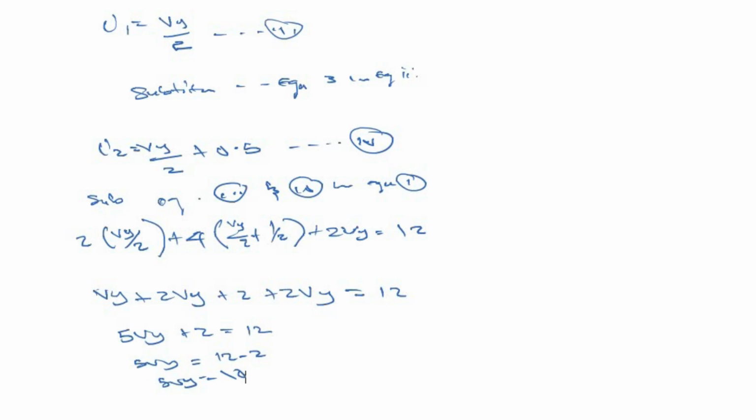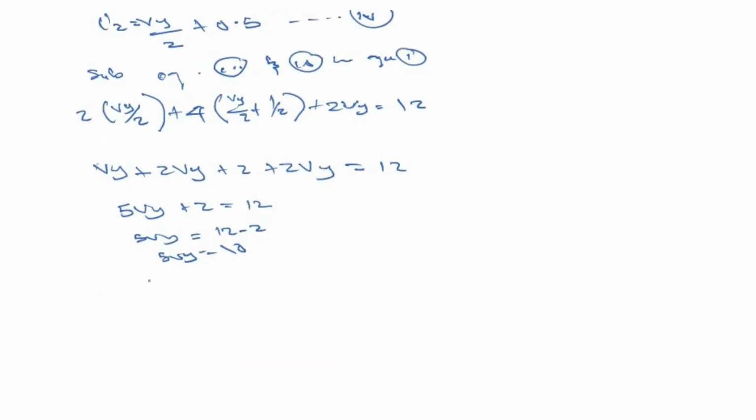So 10 divided by 5 is equal to 2. 10, 5 here, 5 here. So we are going to have Vy is equal to 2. So now our Vy is equal to 2. So you can quickly find our currents and our dependent source.